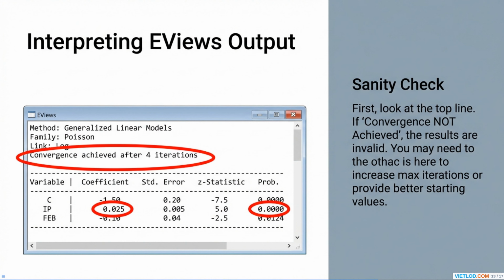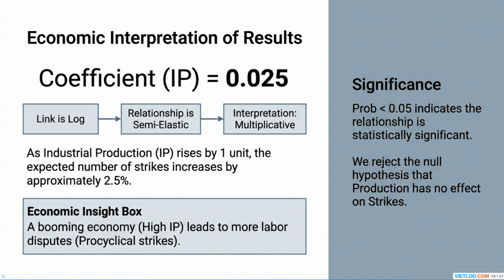Next, we examine the table of coefficients. The coefficient column provides the estimated beta values for each variable. For instance, IP, industrial production, has a coefficient of 0.025. To assess the statistical significance of these coefficients, we turn to the prob column, which displays the p-values. A p-value less than 0.05, such as the 0.0000 for IP, indicates that the coefficient is statistically significant at the 5% level. This gives us confidence that industrial production truly has a measurable effect on the number of strikes. Now that we have these statistically significant numbers, let's explore what they mean in economic terms.